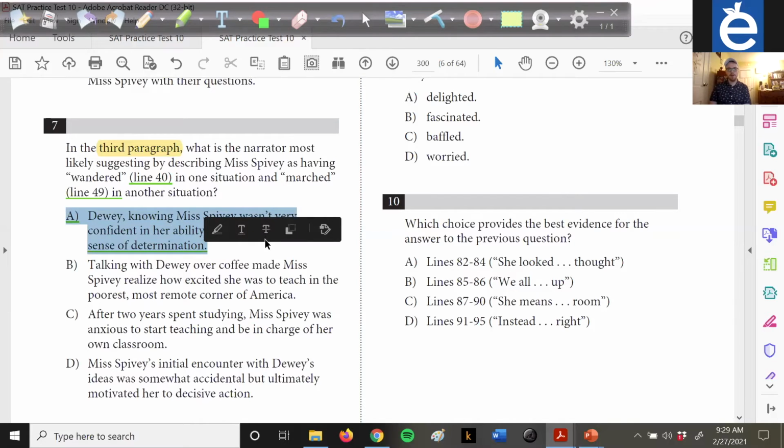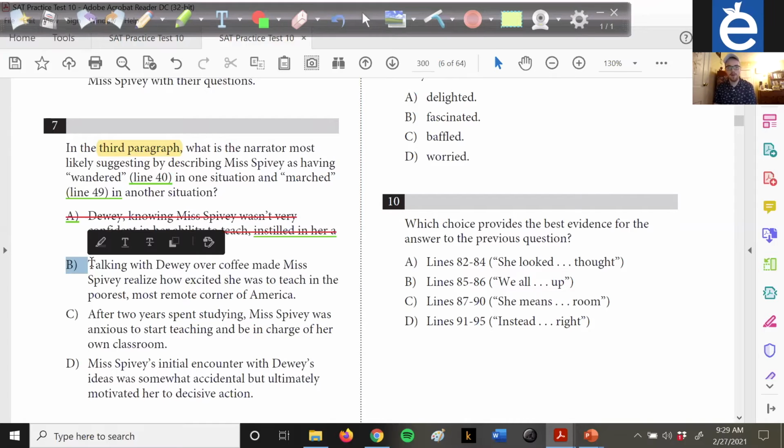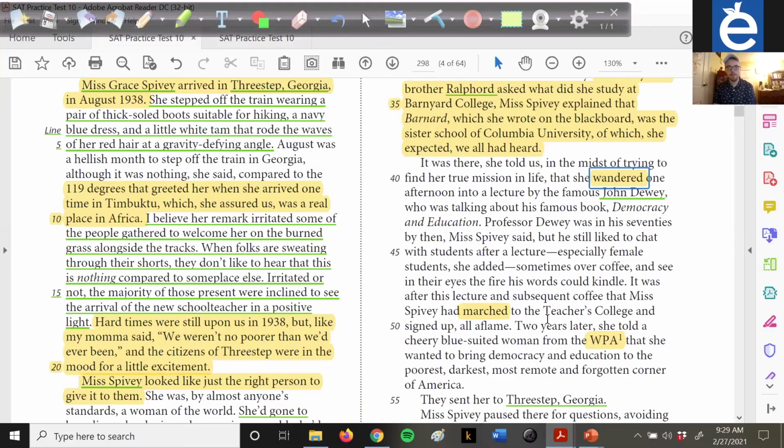Because, remember what we're being asked about. We're being asked about the words wandered and marched. Those don't have to do with Dewey. It has to do with Miss Vivi. So it made her realize how excited she was. Now, she doesn't come to that realization right away. Remember, she comes to it like 2 years later. She marches to the Teachers College right away, and then 2 years later, she wants to go to these dark remote corners.